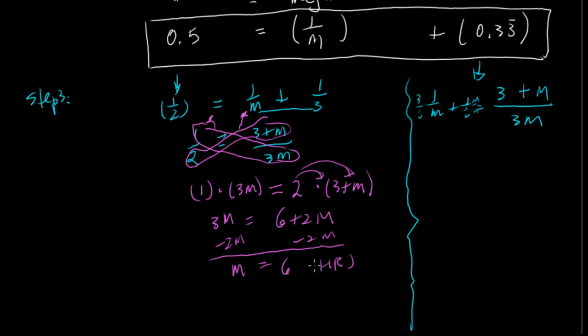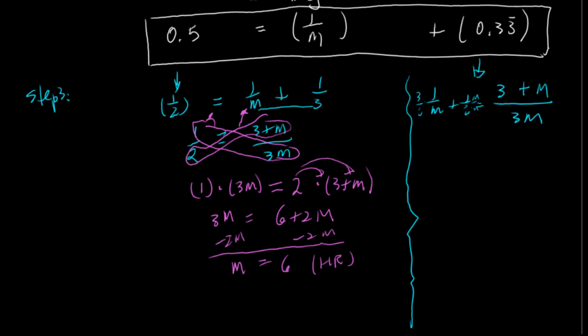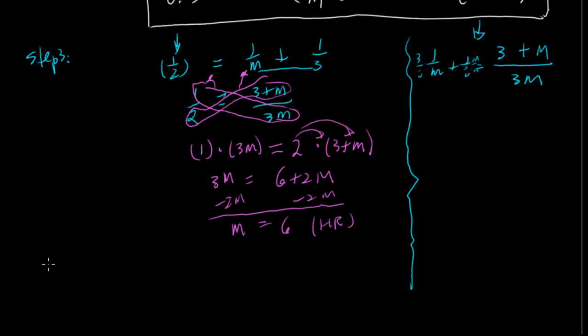Remember, it's hours. So it would take Megan 6 hours to finish the job. Well, it would definitely be in her best interest to get her sister and bribe her sister to help her. Don't forget step 4, which is double checking.